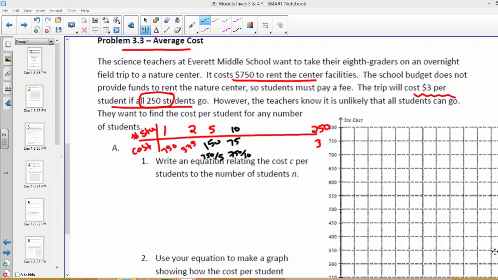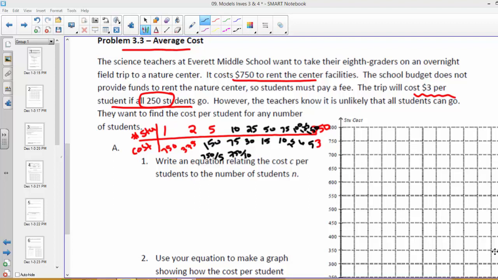But maybe we could go to some even bigger numbers, like 25. We could even count by 25s. 25 would give 30. 50 would give 15. 75 would give 10. 100 would give 7.5. 125 would give 6. 150 would give 5. That's good enough, I guess.